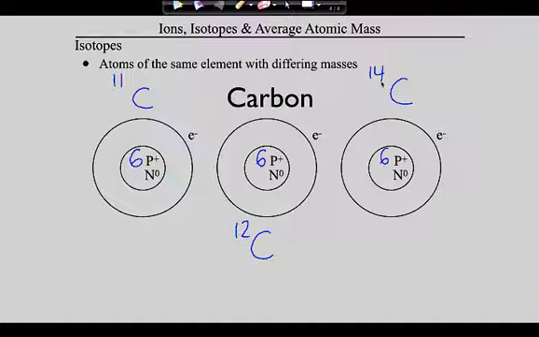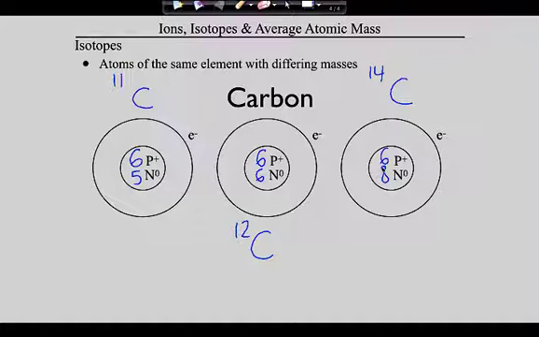Exactly. Guys, it's a different number of neutrons. So how many neutrons does carbon-11 have to have? 5, because 6 plus 5 is 11. How many neutrons does carbon-12 have? 6. And how many neutrons does carbon-14 have? 8. So guys, which one of those is really carbon?